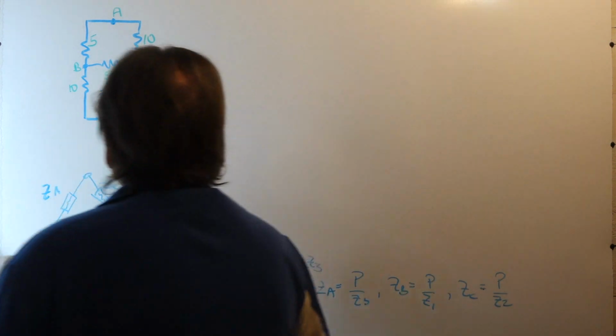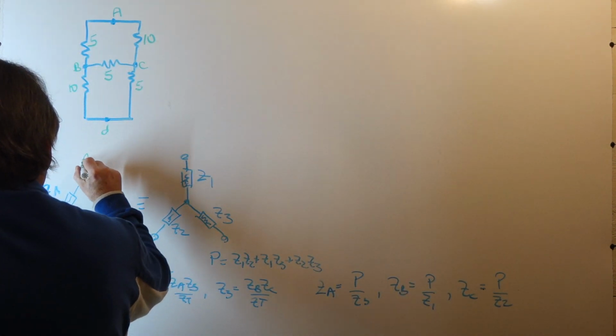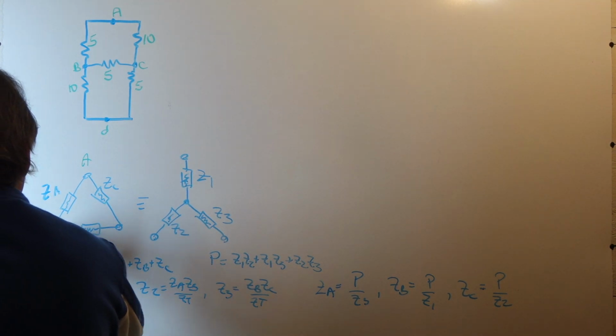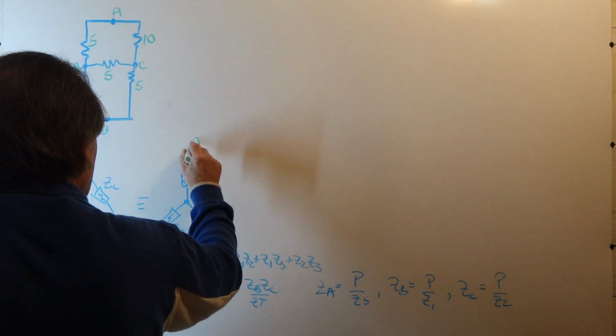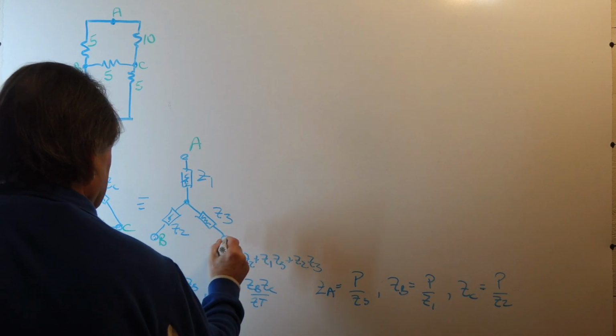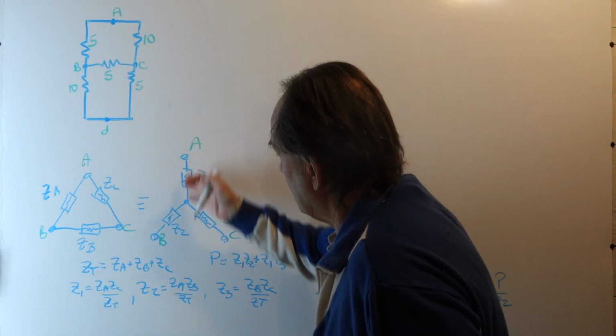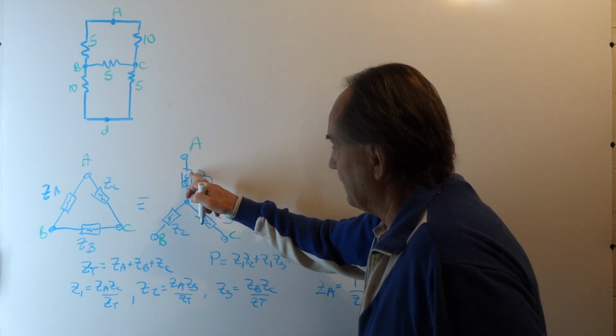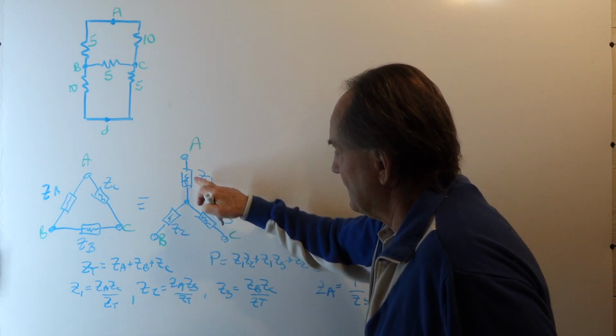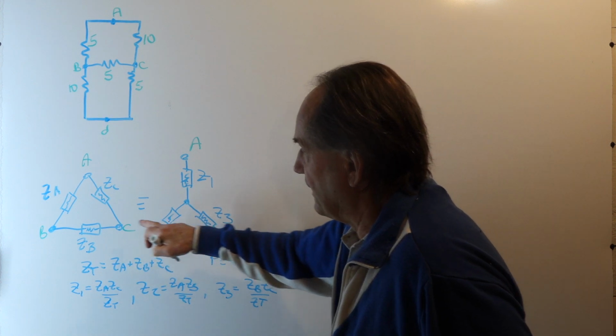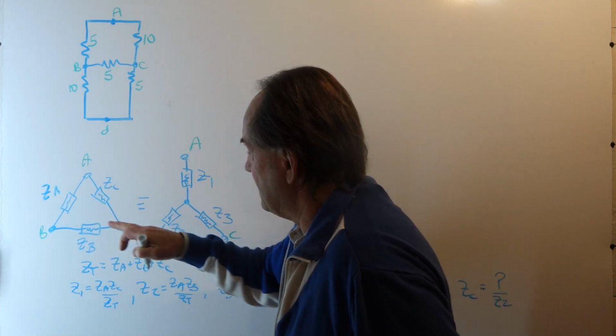and say this is node A, this is node B, this is node C. Then we can replace the delta connection between those three nodes with a star or a Y connection with three impedances that have different values from the elements here.